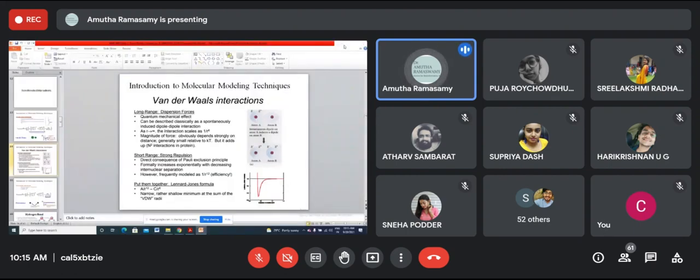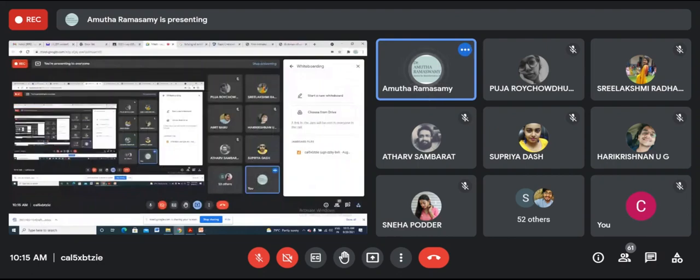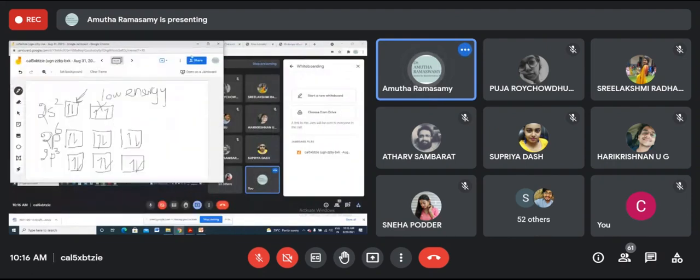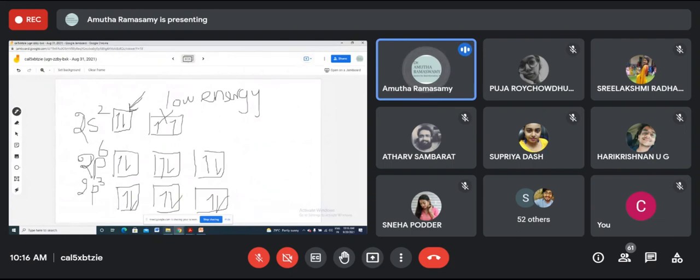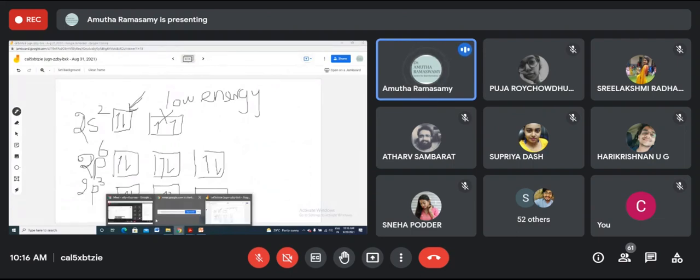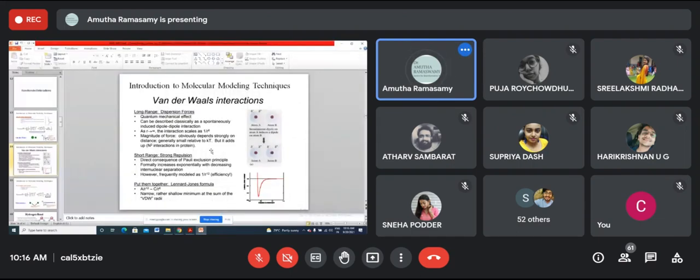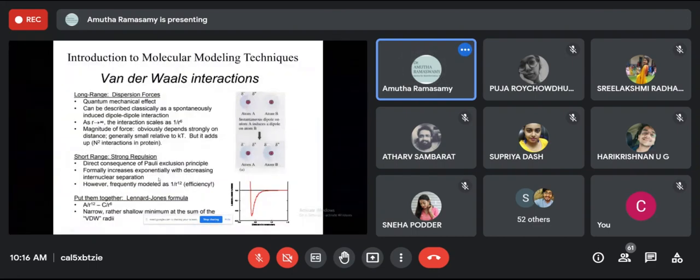So what happens when this, okay, anyway, no problem. I'll go to the slide here. Okay, so this is frequently modeled as 1 divided by r power 12. And if we put together these two, this is taking care of the van der Waals interaction from infinity to the vicinity. So you have a component r power 6.